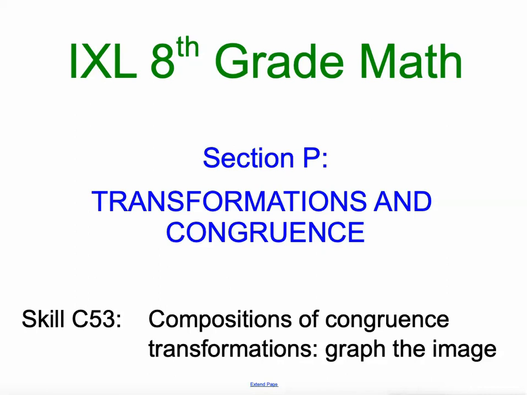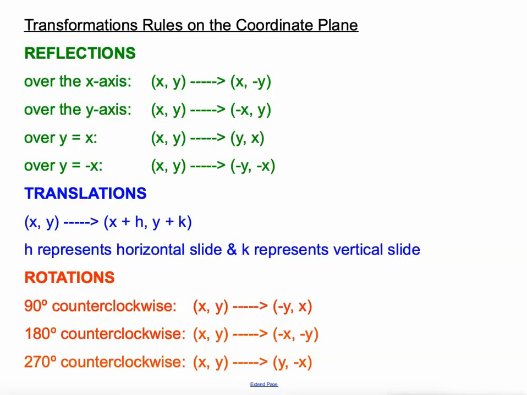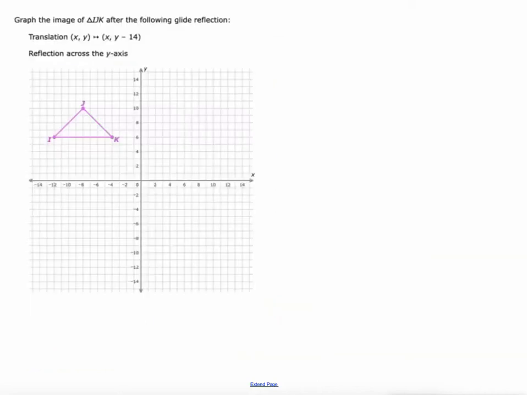At the time of this recording, we got a brand new skill here in IXL. It's called Compositions of Congruence Transformations, Graphing the Image. It's in section P. So to do this, we have to know all these rules. I doubt you'll want to memorize them. I would maybe even just take a screenshot of this page and then print it off. I'm not going to explain them all right now. We'll explain them as we use them. So here's what a composition of transformations looks like. They call it a glide reflection, but it's basically just a translation followed by a reflection.